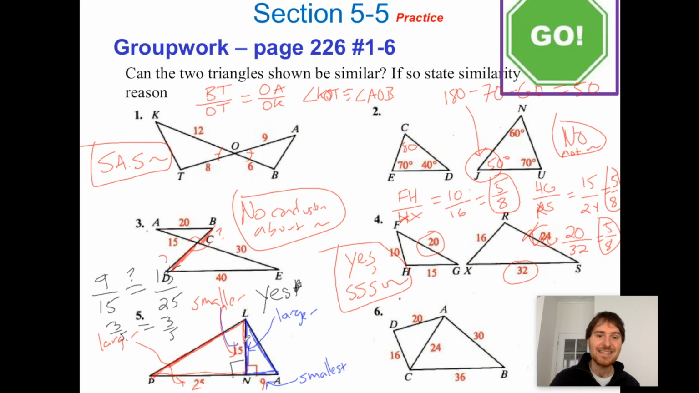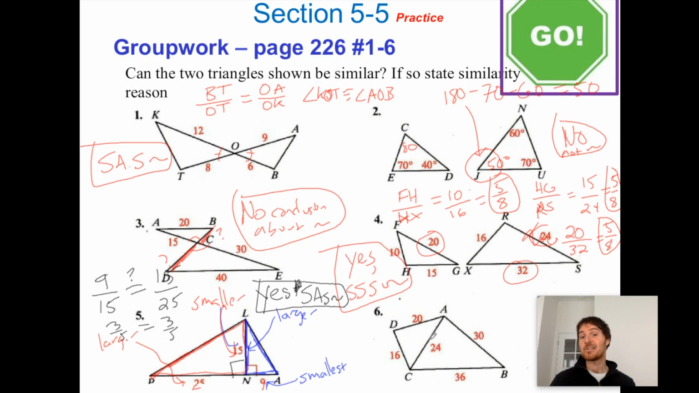But yes, and then we have the included. So these side lengths here are in proportion, and they include a congruent angle, right? They include congruent angles here, right? So yes, by the SAS similarity theorem. Oh man, these puzzles, really interesting here.